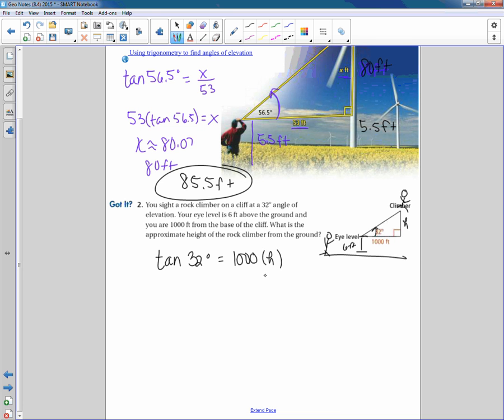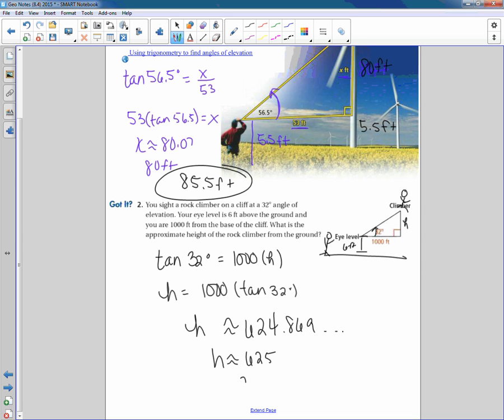Okay, so if I put that in my calculator, that means the height is equal to 1,000 times tangent of 32 degrees. Okay, so tangent 32 times 1,000 is going to give me about 625 feet. So I get 624.869. So I'm going to say height is about equal to 625.